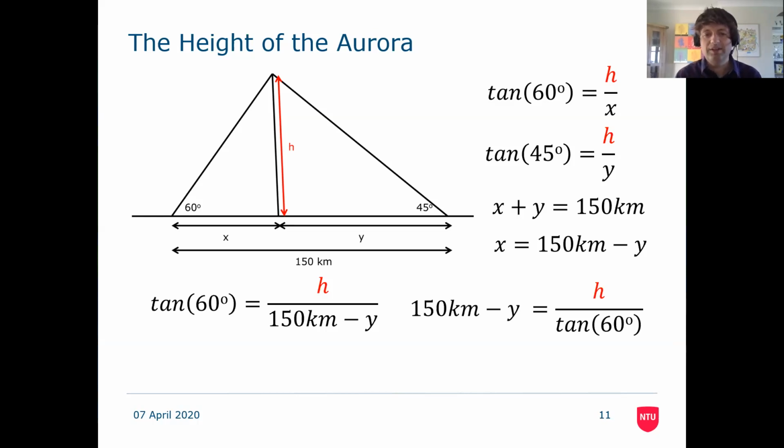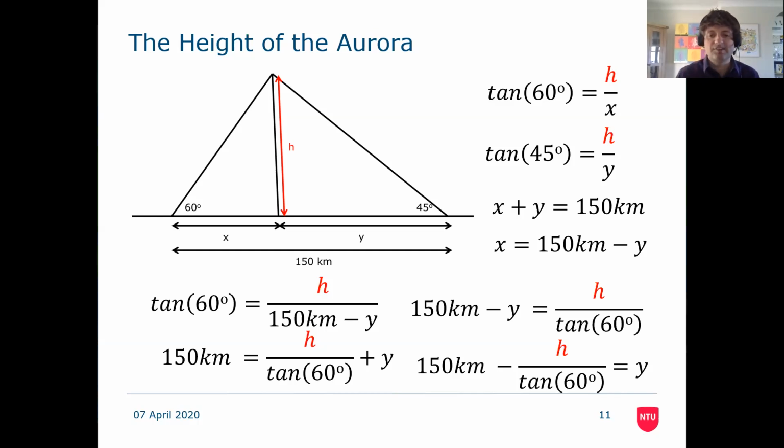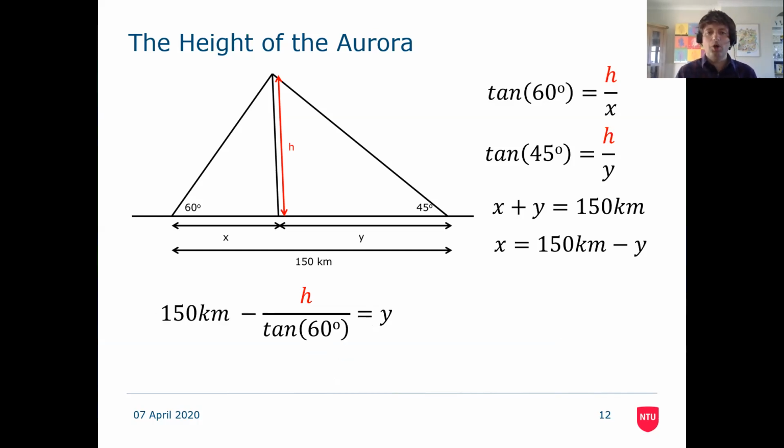And then if we want, we can rearrange this by multiplying through by 150 kilometers minus y and dividing by tan of 60. No problems there. We can now add y to both sides of our equation, so we've got an expression that looks a bit like this. We can then subtract h over tan 60 from both sides. And what we've now got is an equation where y is the subject. So y equals 150 kilometers minus h over tan of 60. I'll just take that equation forward onto the next slide. There we go. What else can we do?